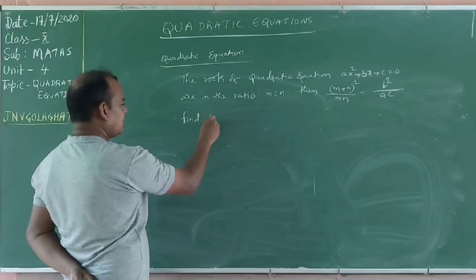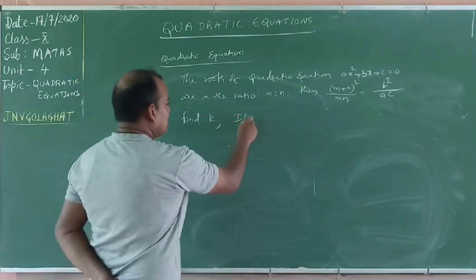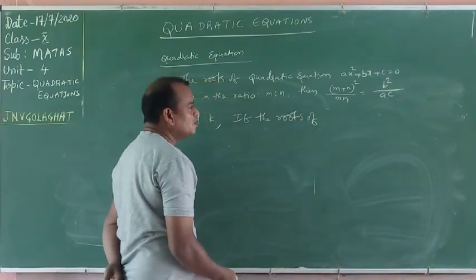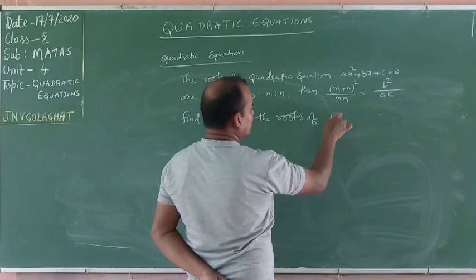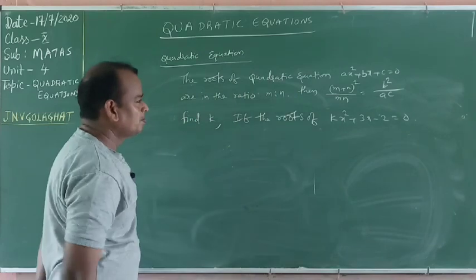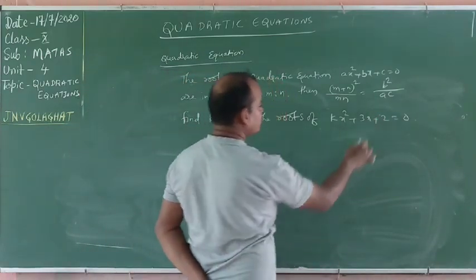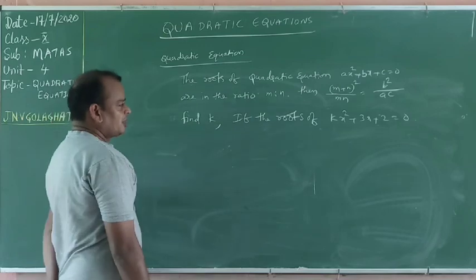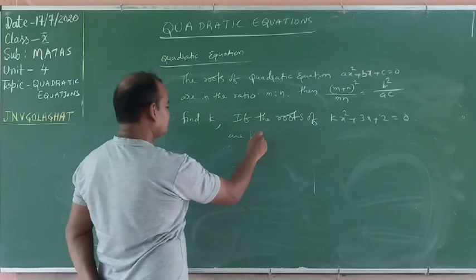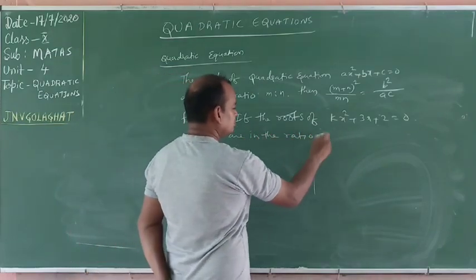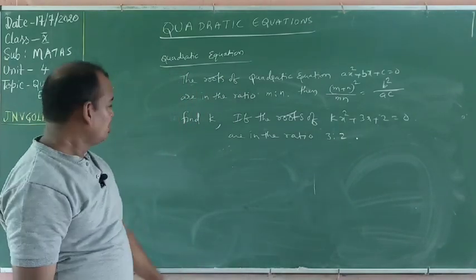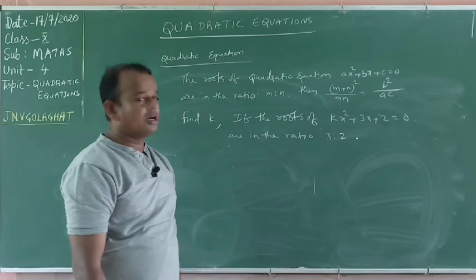Find k if the roots of kx square plus 3x plus 2 equal to 0 are in the ratio 3:2. Find the value of k if the roots of the equation are in the ratio 3:2.